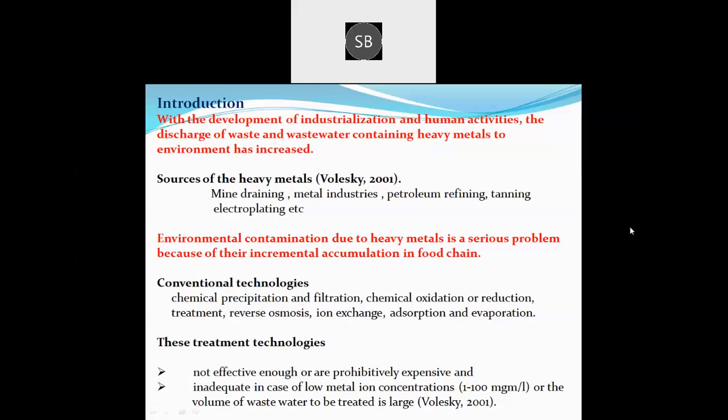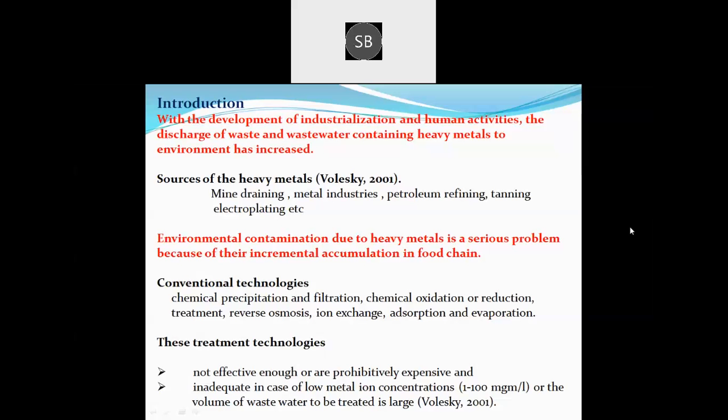Now, we cannot ignore the pollution caused by heavy metals, because environmental contamination due to heavy metals can be a serious problem because of their incremental accumulation in the food chain. So that's why we cannot ignore the contamination of heavy metals in every ecosystem.